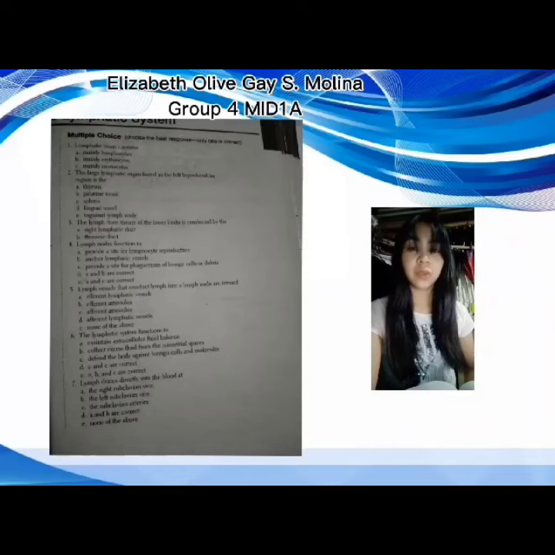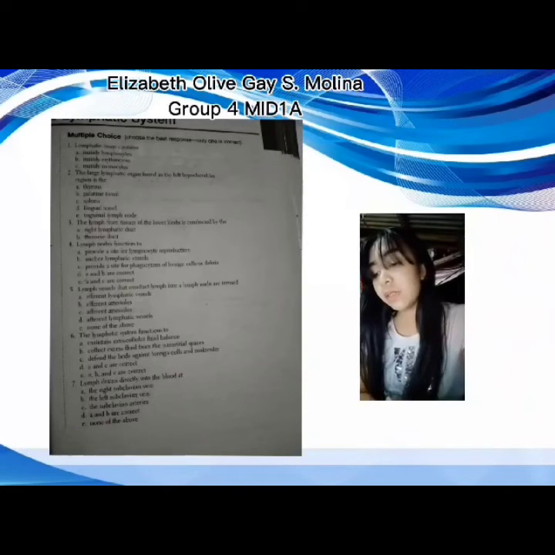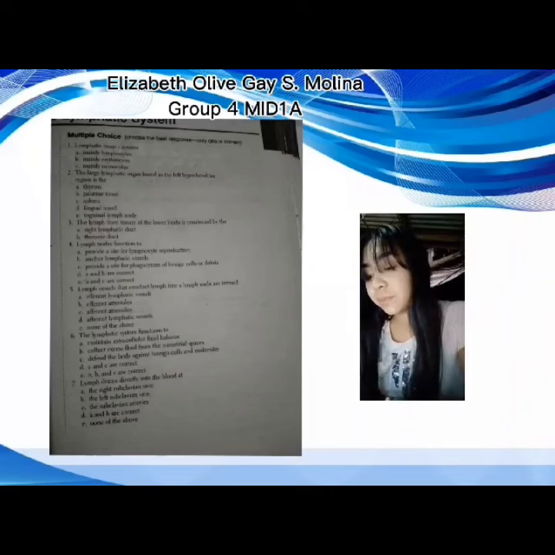Now, I am going to answer the questions about the lymphatic system. Number 1. Lymphatic tissue contains: A. Mainly lymphocytes, B. Mainly erythrocytes, C. Mainly monocytes. The answer is letter A. Number 2. The large lymphatic organ found in the left hypochondriac region is the: A. Thymus, B. Palatine tonsil, C. Spleen, D. Lingual tonsil, E. Inguinal lymph node. The answer is letter C.